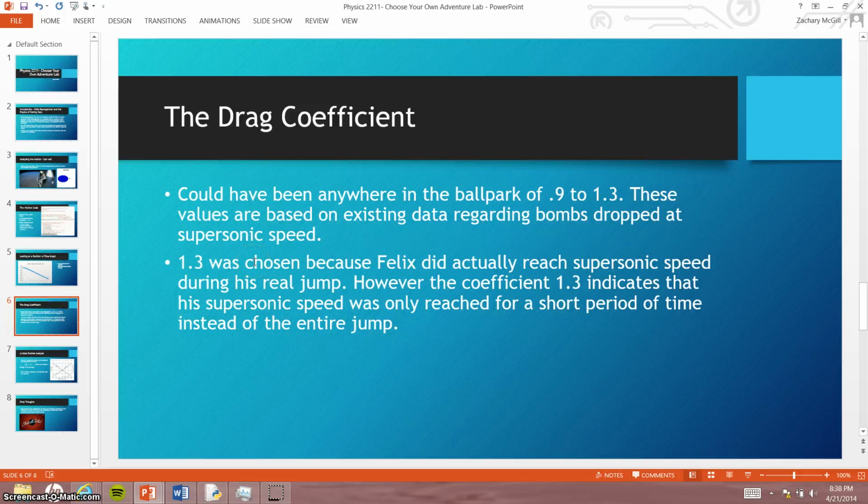Alright, so one thing we need to talk about is the drag coefficient used in this lab. I had to do a lot of outside research to try and figure out the drag coefficient. There's actually been a lot of physics done on this to see what a possible drag coefficient could be at that speed and at that kind of altitude. Based on the Earth's atmosphere, it could be anywhere between 0.9 and 1.3, and these values are based on existing data regarding bombs dropped at supersonic speed. Because Felix Baumgartner did reach supersonic speed for a short amount of time, that's why 1.3 was chosen, because that is typically indicative of short periods of supersonic speed, which is what occurred, obviously, with Felix.